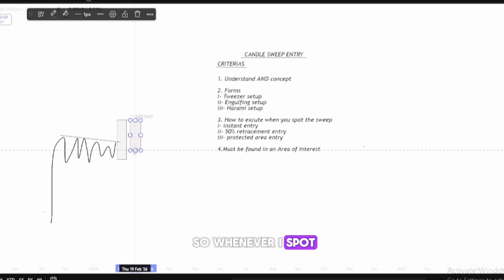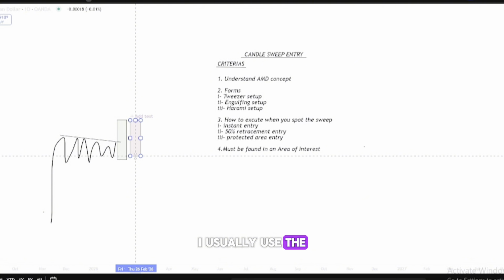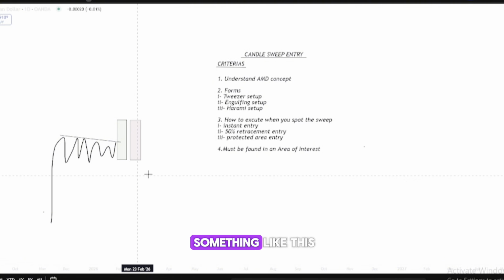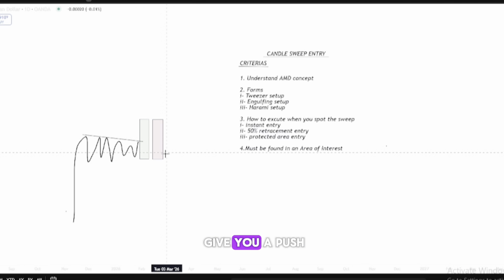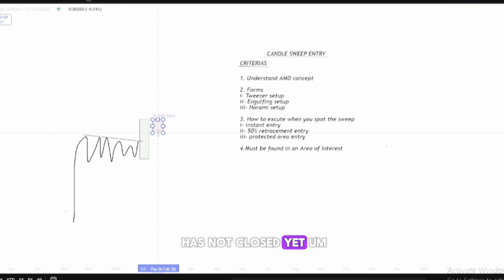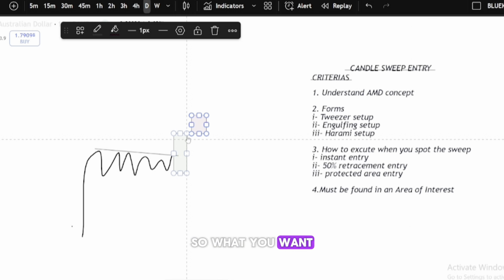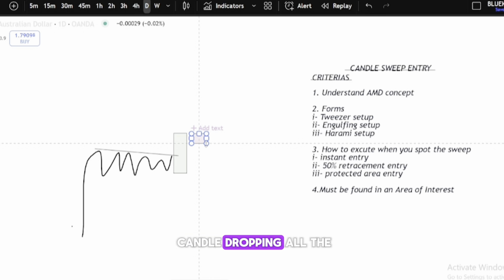So whenever I spot, I usually use the tweezer setup or the engulfing. So when I see something like this, now the market will give you a push, right, to the upside. Then the next candle will start dropping. So let's say the candle is somewhere around here. It's still forming. It has not closed yet. That is not the signal. That is not the sign. So what you want to see is this candle dropping all the way down.